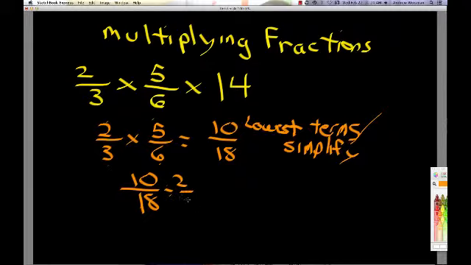2. So that's a version of 1, because any number divided by 1 is really the number itself. It's just as a fraction it looks different. So 10 divided by 2 is 5, and 18 divided by 2 is 9.